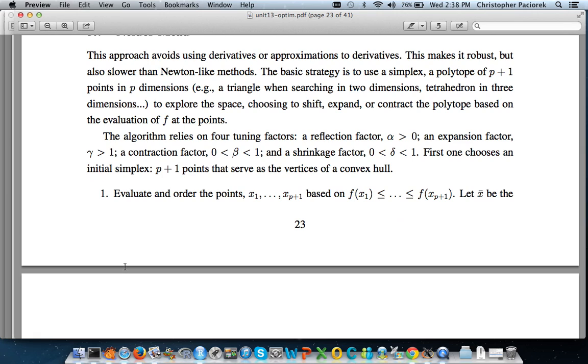So when you look at it, it looks a little bit complicated, and there are a whole bunch of different steps. So I just want to walk through a little bit of the intuition of what it's doing.